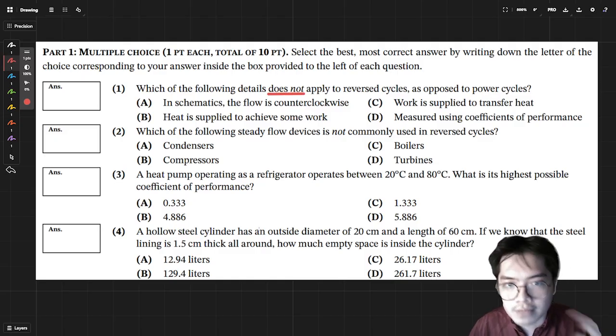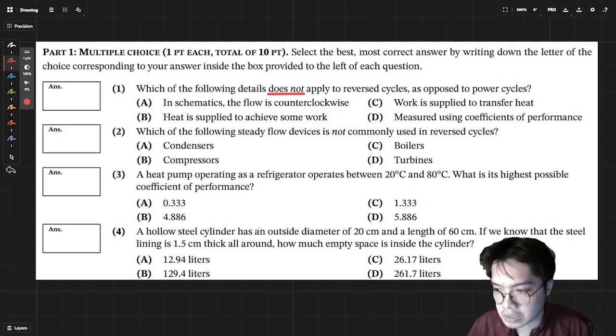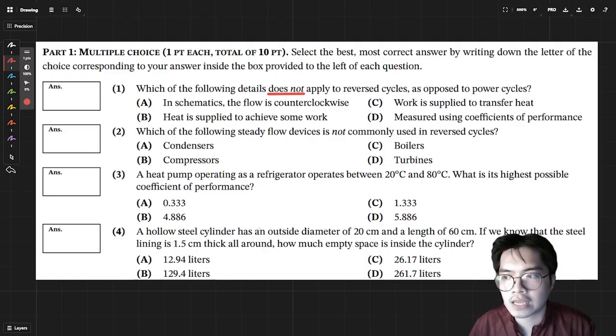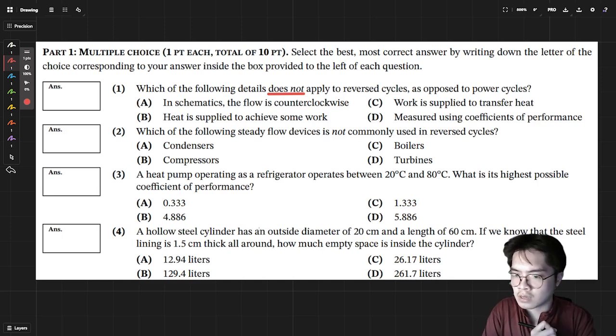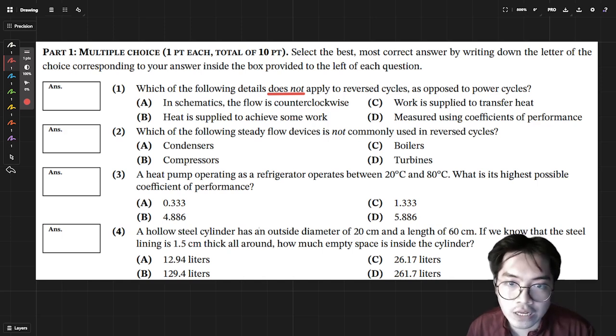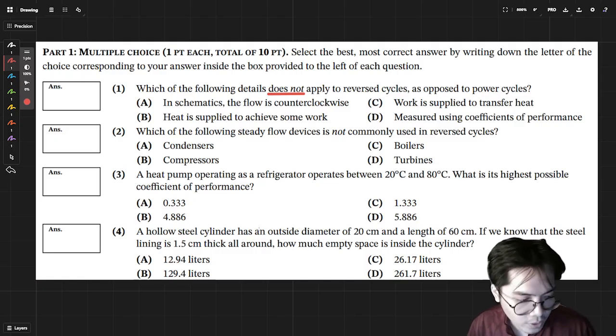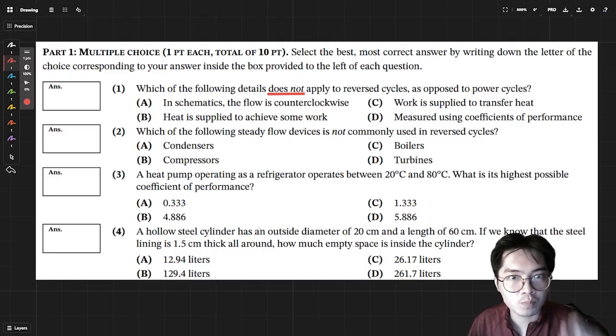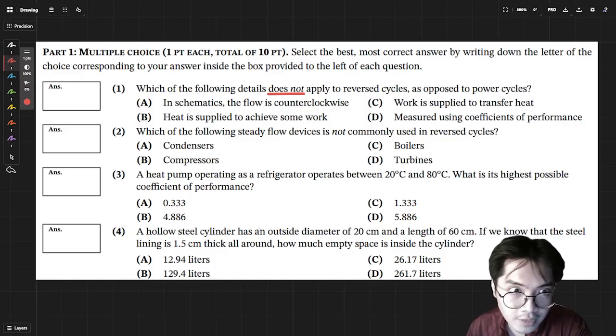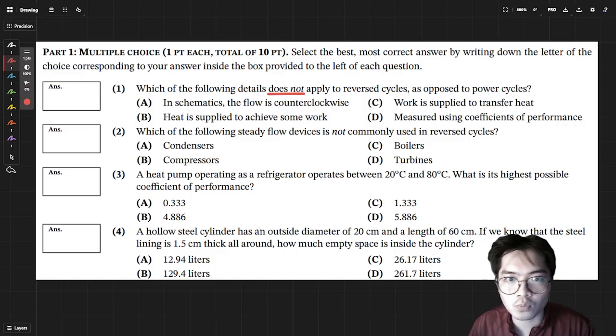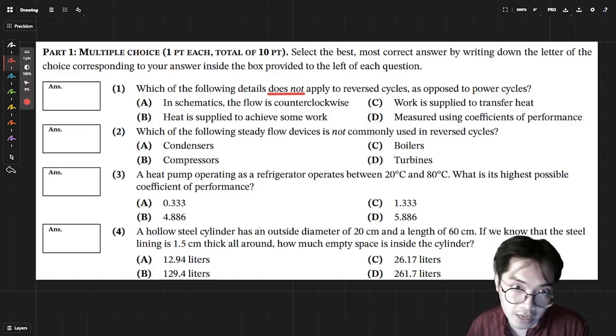So what the question is asking is what applies to power cycles, right? And if you're a bit confused by that wording, the way to make this question work is to spot the odd one out, right? Everything in here except for one thing applies to something.